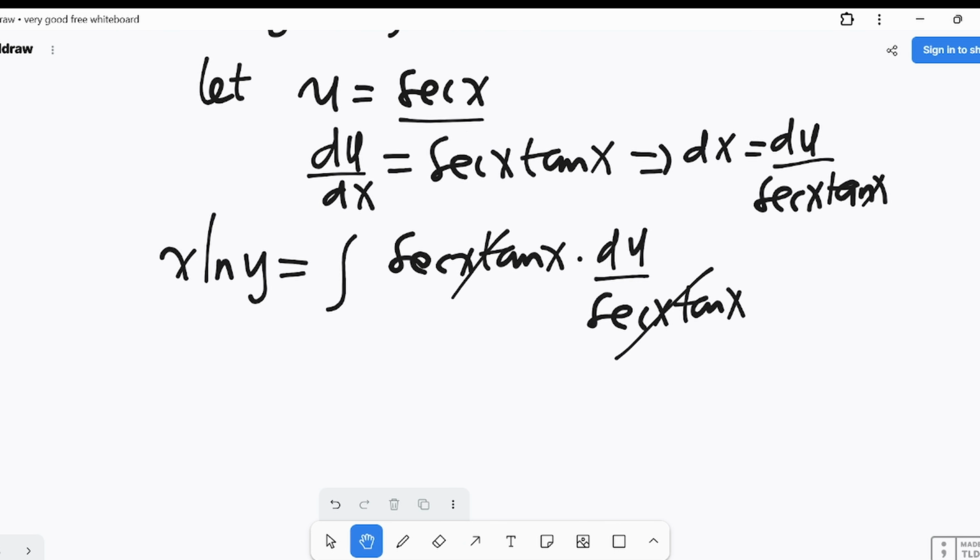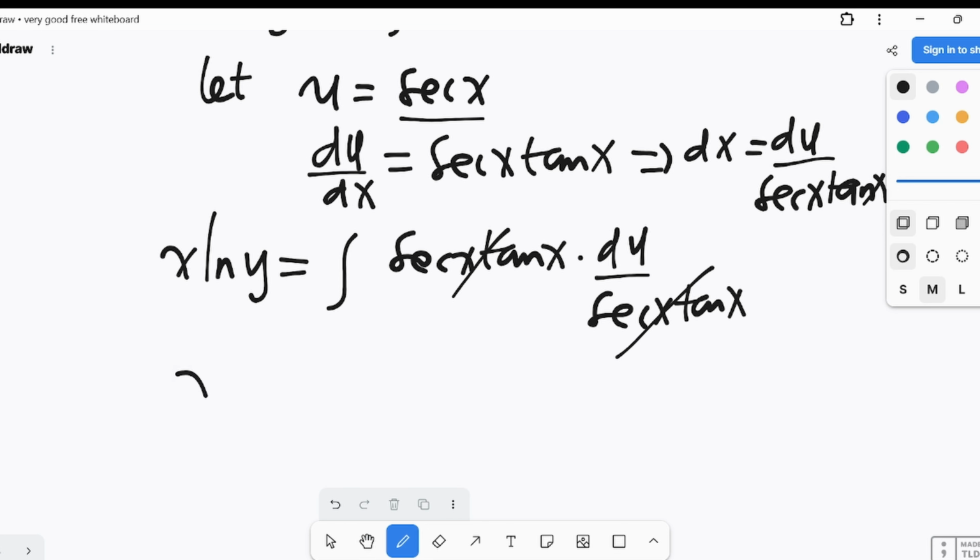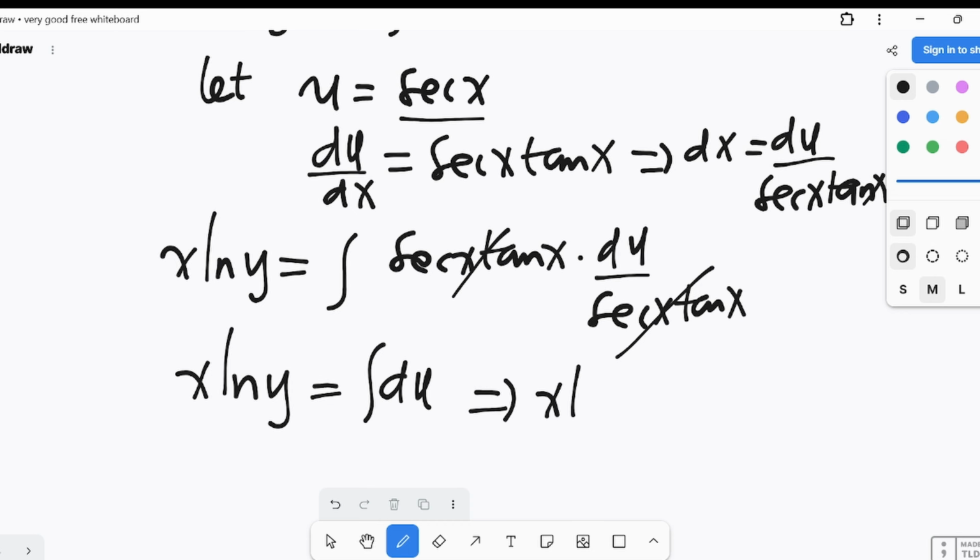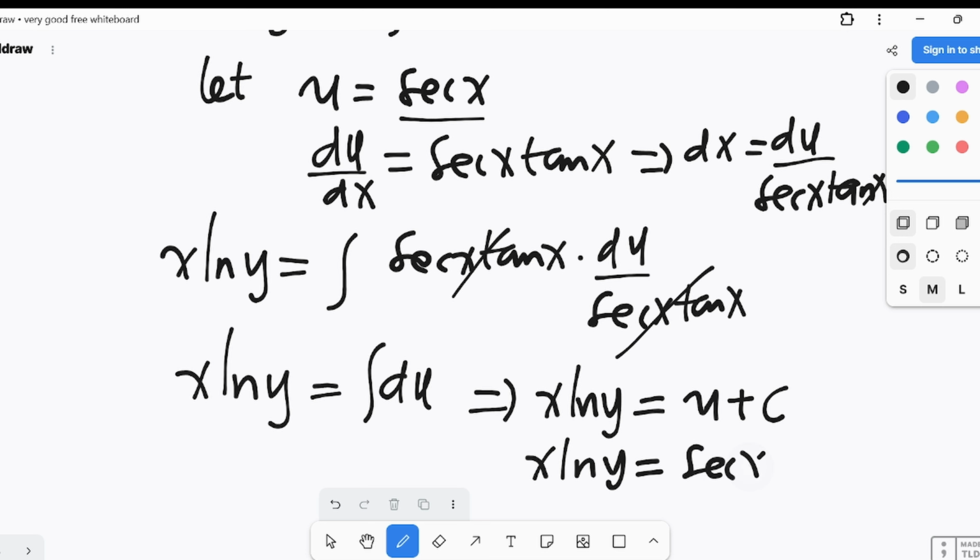So we end up having x ln y is equal to the integral of du, which will be x ln y is equal to u plus c. But what was our u? Our u is sec x. So x ln y is equal to sec x plus c. As simple as that, you have defeated it.